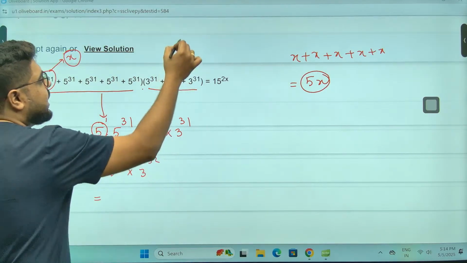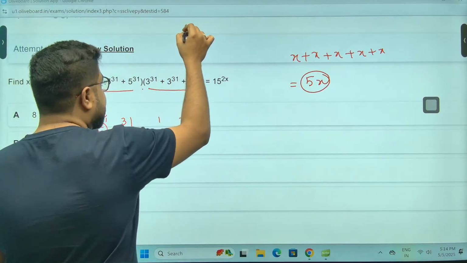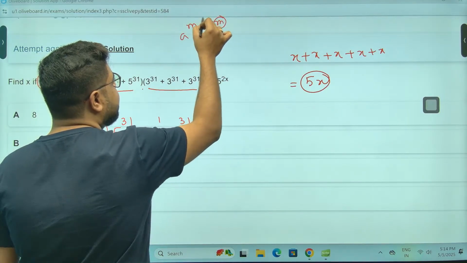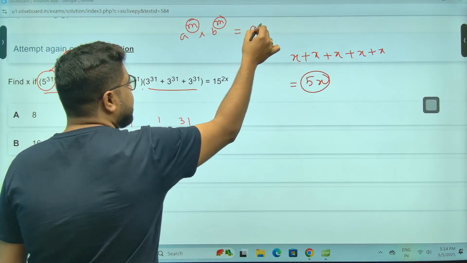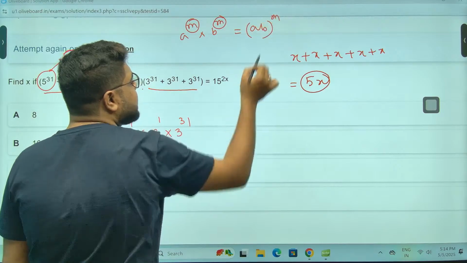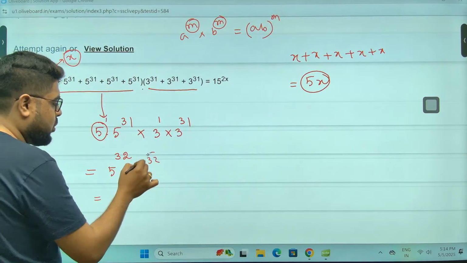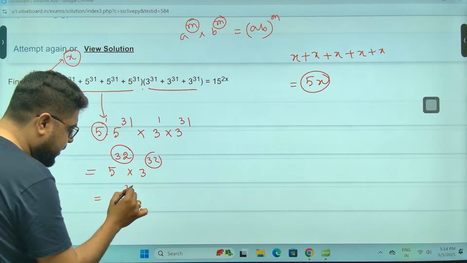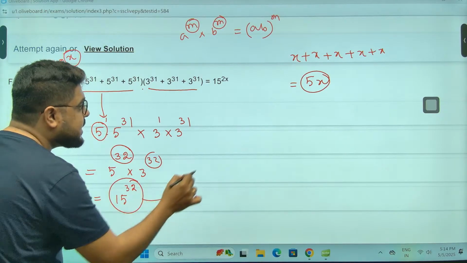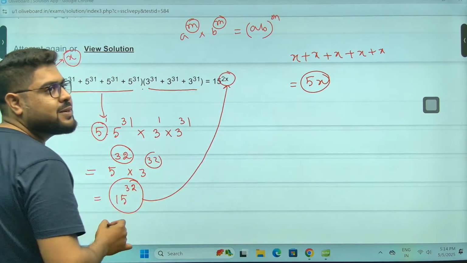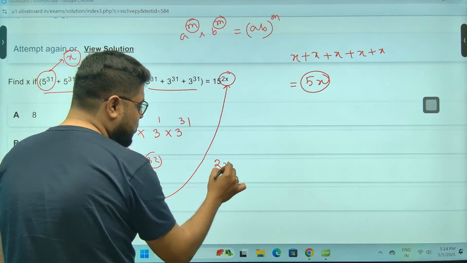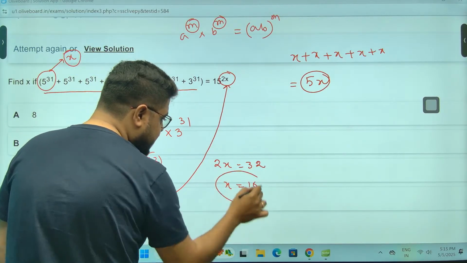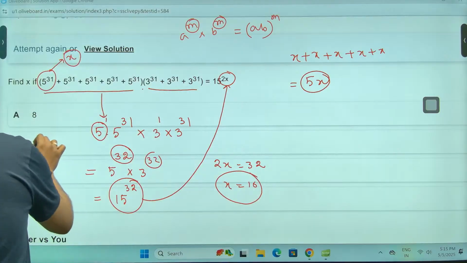Now, sir, there is another rule of indices: a to the power m into b to the power m. If the powers are the same, I can take ab to the power m, this whole thing. So both the powers are 32. 5 3s are 15, so 15 to the power 32. Now this is given as 15 to the power 2x. So 2x is equal to 32, x is equal to 16, sir. The value of x will be 16.